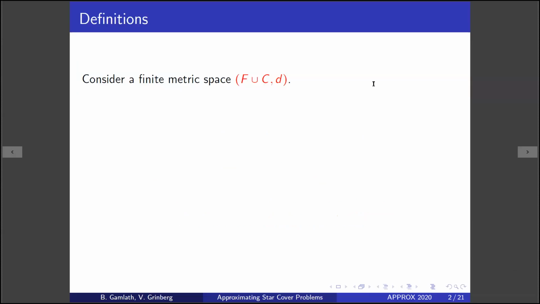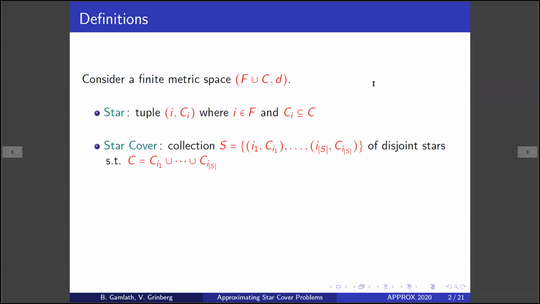We will start with several definitions. Consider a finite metric space F union C with a distance function d. We'll call elements of F facilities and elements of C clients. A star is a tuple (i, C_i), where i is a facility and C_i is a subset of clients. A star cover is a collection of disjoint stars that cover the whole set C of clients.